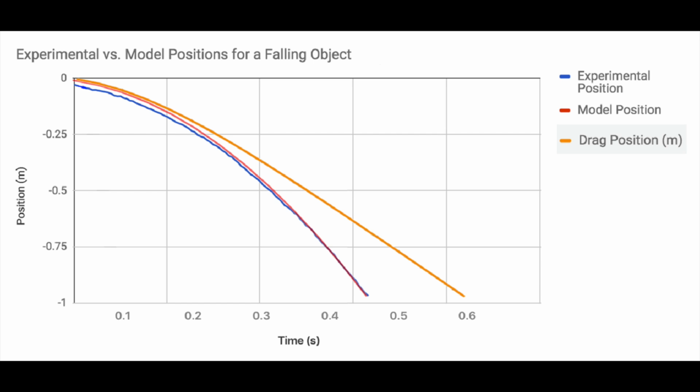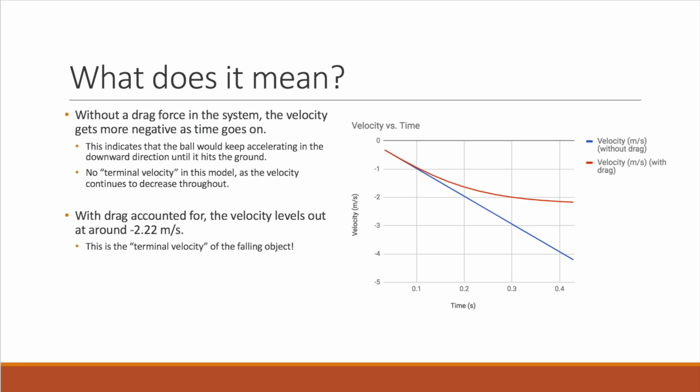Now we need to investigate the velocity versus time values of each of the two models. We can compare the computer models with and without drag more accurately when we graph their velocities versus time on the same graph. The velocity in the model without drag seems to decrease constantly, which means it's accelerating in the negative y direction. However, the model with the drag levels out around -2.22 meters per second.